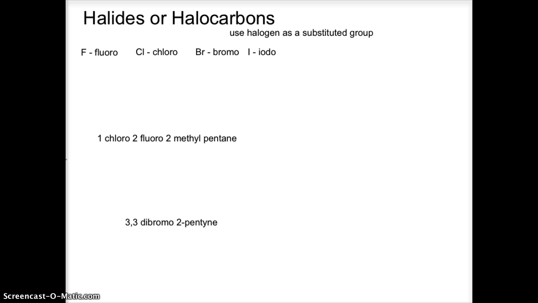So you're going to look at the last name. Here's my example. I've got 1-chloro-2-fluoro-2-methylpentane. I'm going to look at that last name right here, which is called pentane. And I know that that is 4 carbons. 1, 2, 3, 4, 5. Oops, I made a mistake. Pent means 5, so that's 5 carbons in pentane.